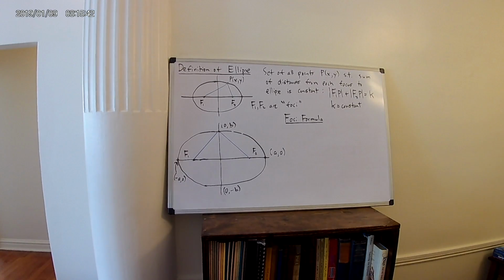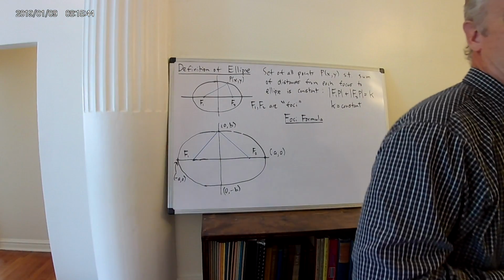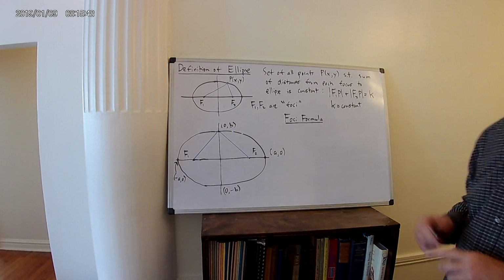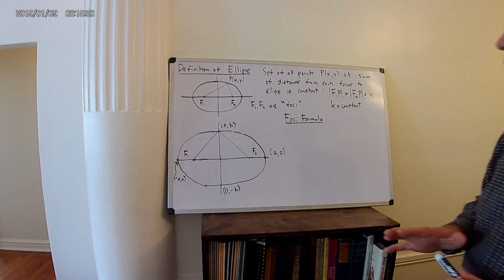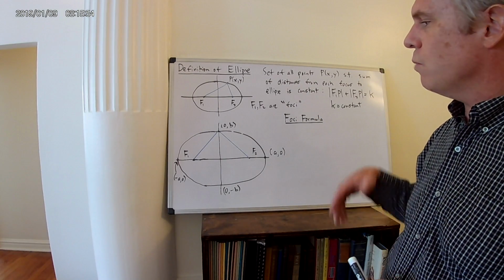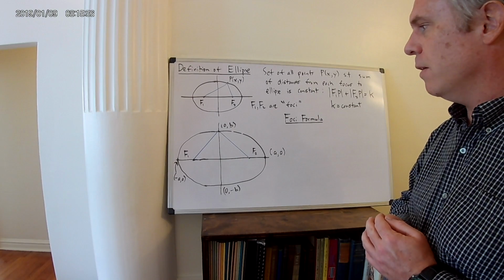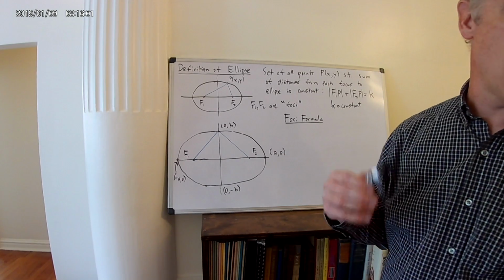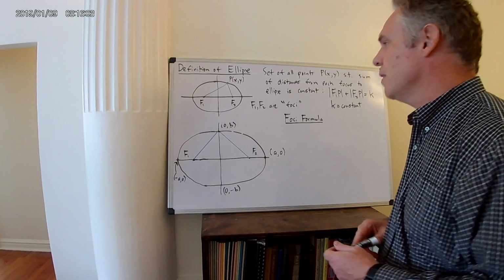This is part 3 of the video lecture for Math 140 for Tuesday, May 5th. And the topic today, again, is ellipses. In this third part of the video, I want to talk about the definition of an ellipse, derive what's called the foci formula, and talk about the eccentricity of an ellipse, and then talk about a couple important applications.